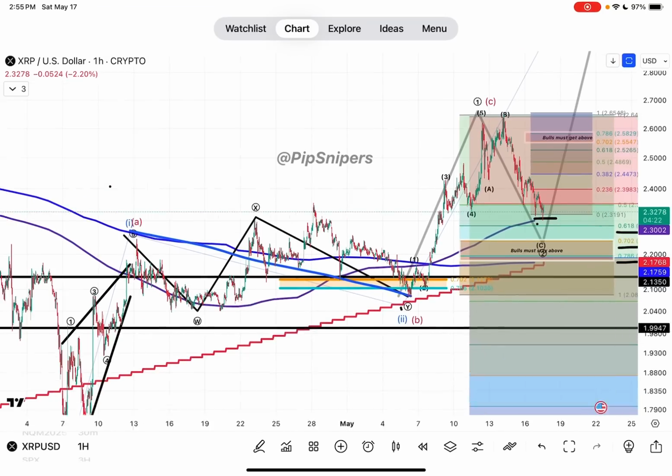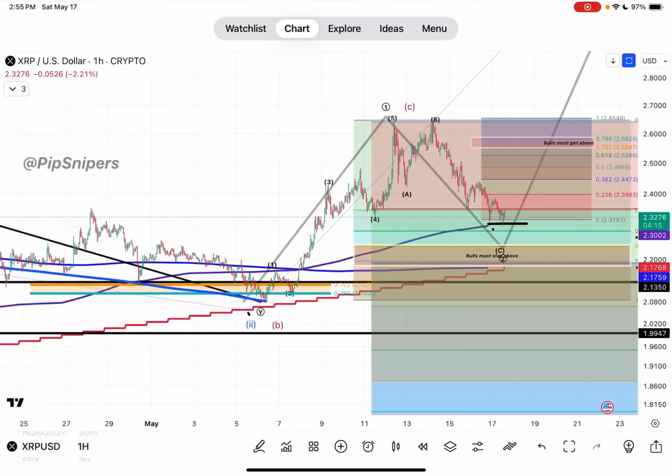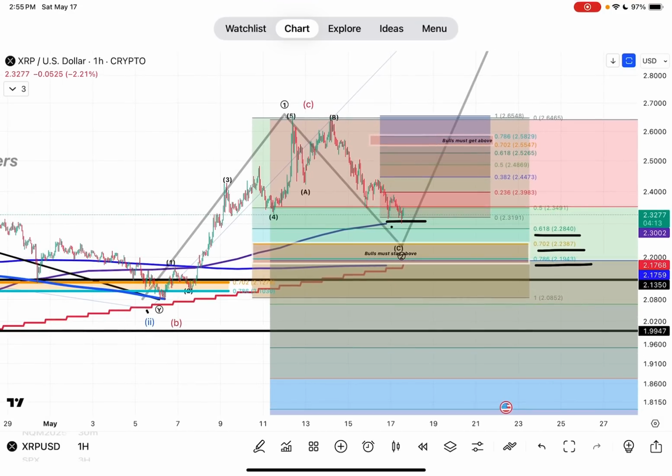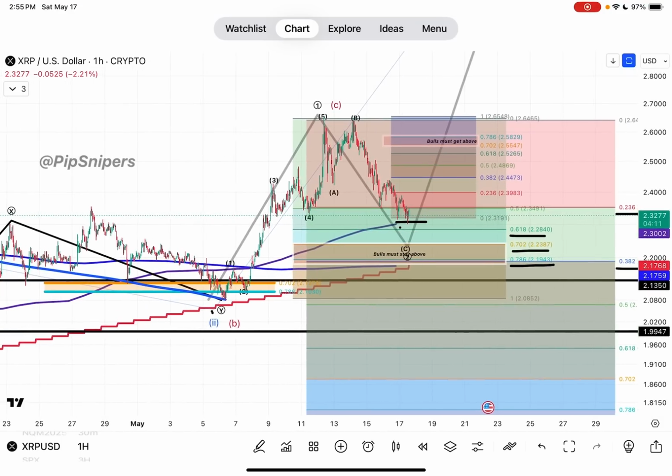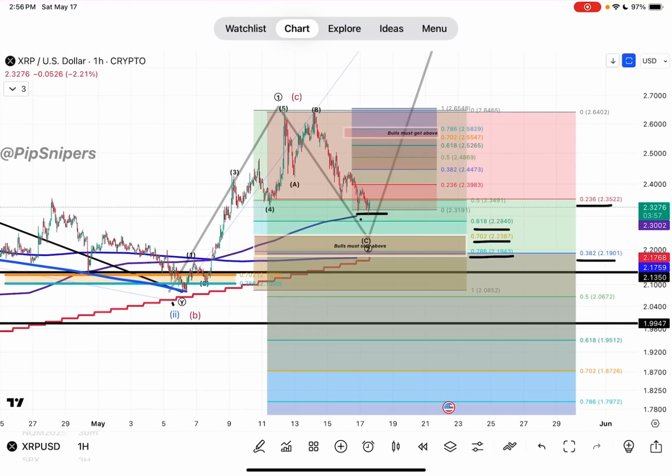Now, in order for the bullish scenario to play out, where we're having the impulsive move to the upside, these are the levels that I would want to see hold, okay? I would want to see 2.284 hold at the 61.8% fib, 2.2387 at the 70.2, and 2.19 at the 78.6% fib.